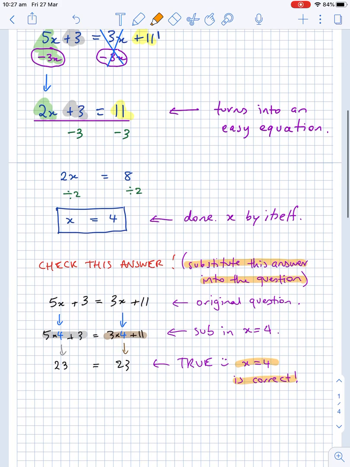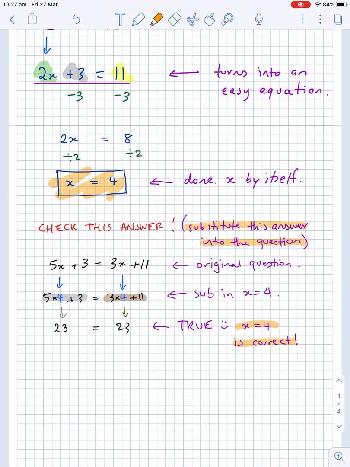Okay, so now that we've got our answer of x equals 4, that's our solution, we've solved the equation, I want you to practice checking your answer. Now, the way to check your answer is to substitute this answer into your equation. So the idea is, start with your original question, and now we want to change our x's, so these two x's here, we want to change them to this x equals 4.